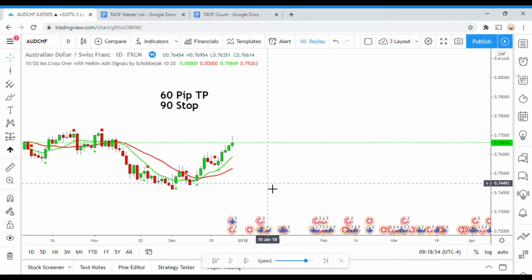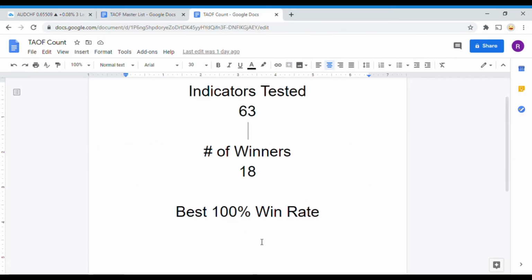Alright, as I said, today we will be testing the 10-20 crossover with the Heikin Ashi signals. But before we do, I wanted to put the indicator scoreboard up for everyone to see. So to date, we have tested 63 indicators. And out of those 63 indicators, 18 of them have been winners, which means that they have met or exceeded the 60% win-loss ratio threshold that we have set for them. The best one so far was able to achieve a 100% win rate.